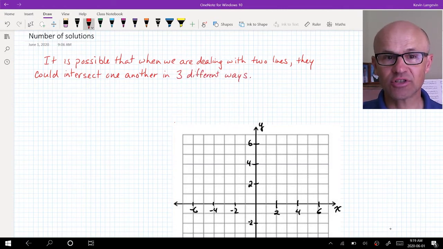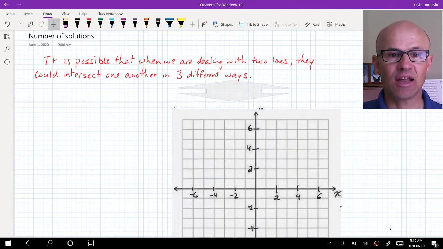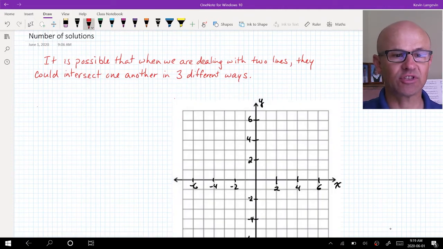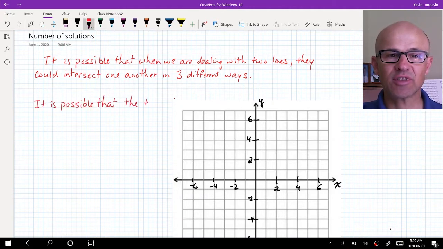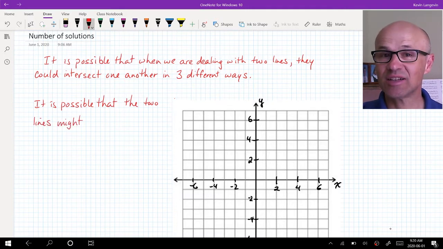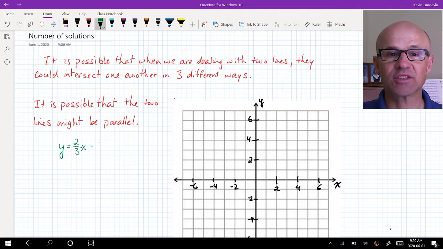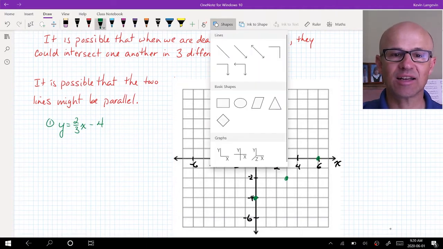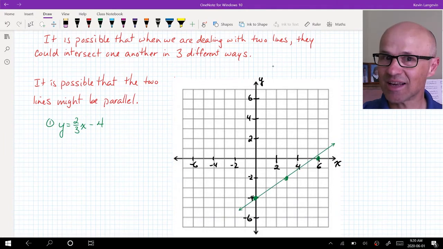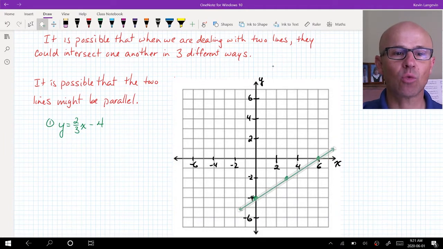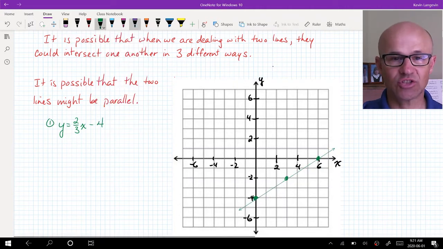The first is if I have two lines, it's possible that these two lines might be parallel. So let's say that my first line is y equals 2/3 x minus 4. It's this green line right here. And my second line, parallel, same slope, we're going to make y equals 2/3 x plus 2.